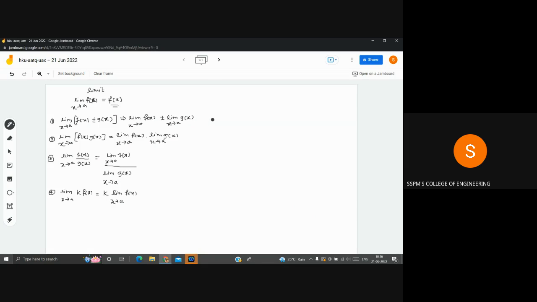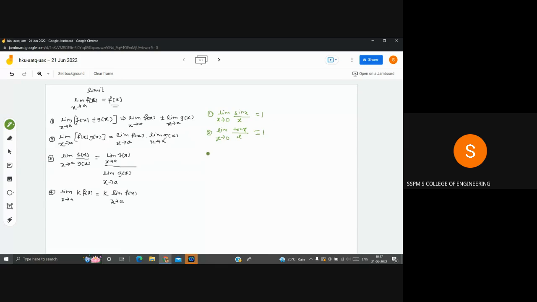There are some simple results which will be useful in problems on limits. So these results I will state here. The limit of sin x by x as x tends to 0 is 1. The next one is the limit of tan x upon x as x tends to 0, it is 1 also.